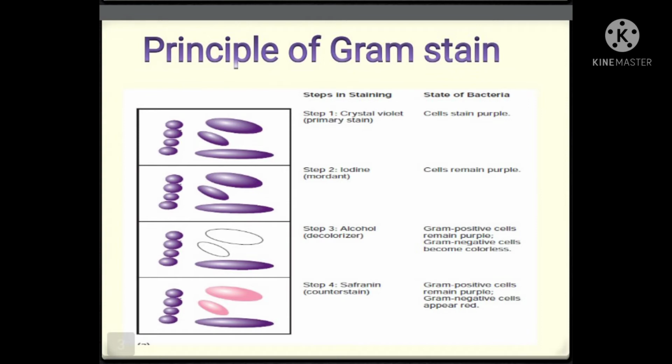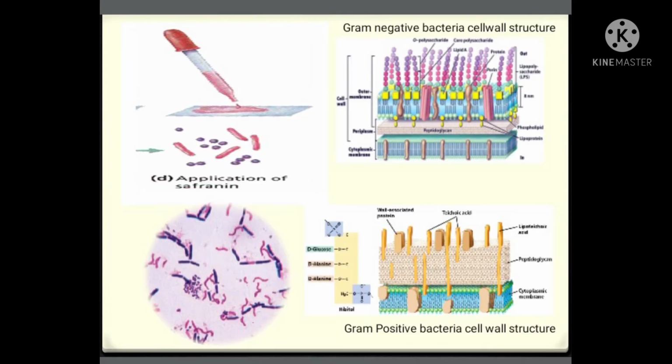After that, when a decolorizer such as alcohol or acetone is added, it interacts with the lipids of the cell membrane. The CVI complexes are washed out from the gram-negative cell along with its outer membrane. In between, CVI complexes of gram-positive bacteria remain trapped because of the multilayer nature of peptidoglycan. The decolorization step is critical and must be timed correctly. The crystal violet stain is removed from both gram-positive and gram-negative cells if the decolorizing agent is left too long.